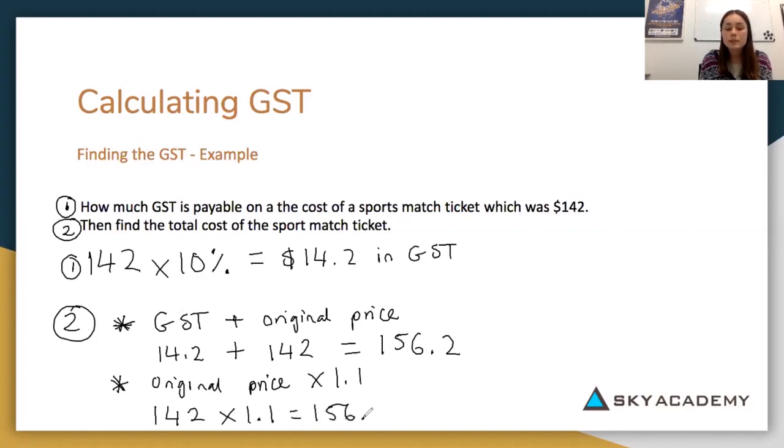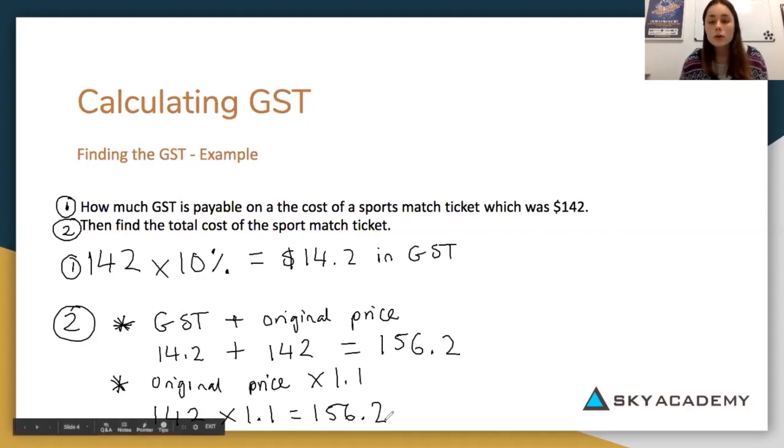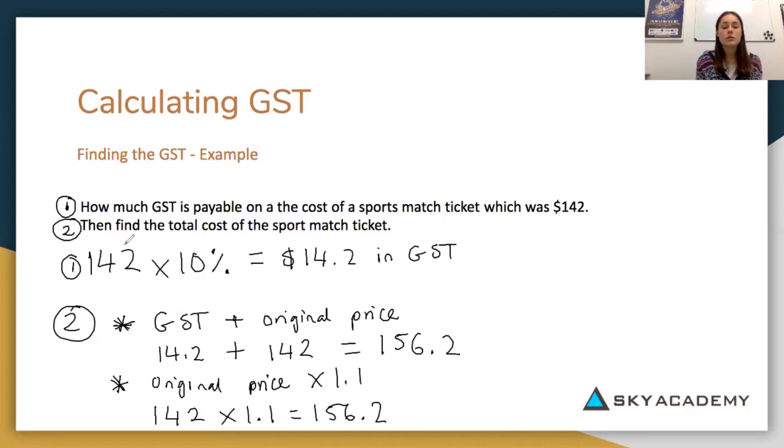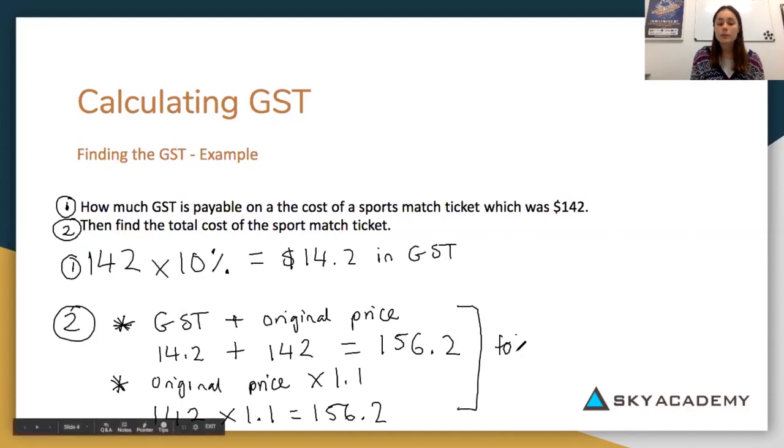So there's the 2 different ways to find GST. The first way to do GST is where you just times it by 10%, and that will give you GST on its own. If you then add that GST to the original price, it will give you the total cost of that item. Or you can times the original price by 1.1 to give you the total cost of the item. Total cost including GST, and then this here is GST by itself.